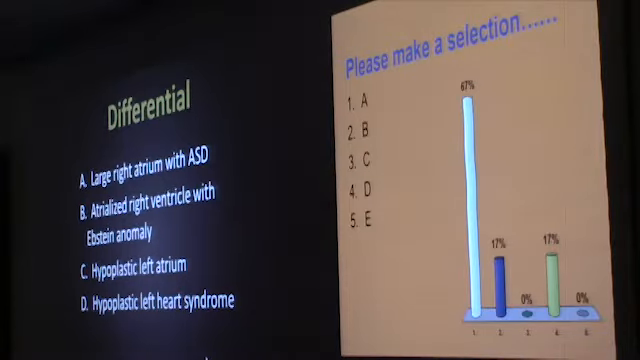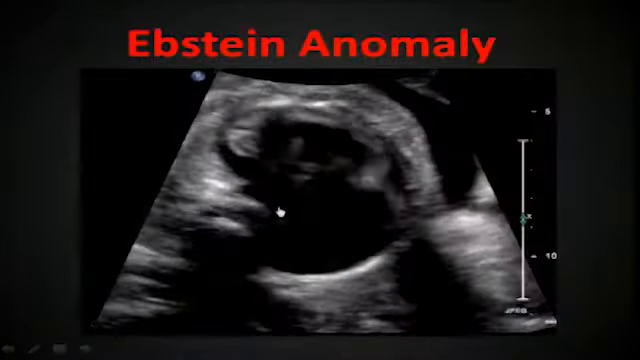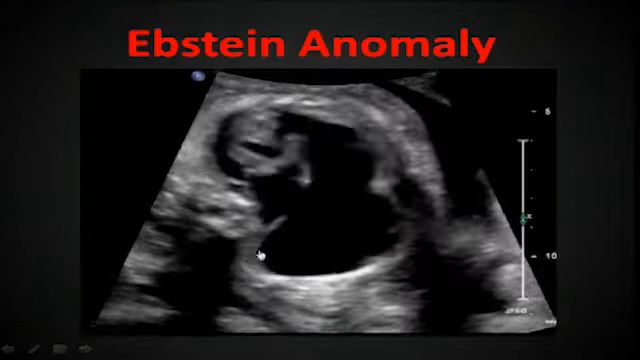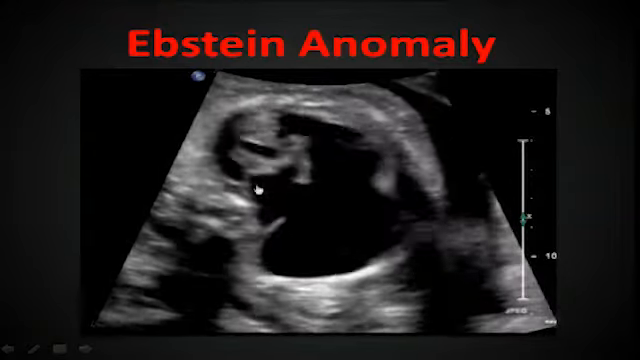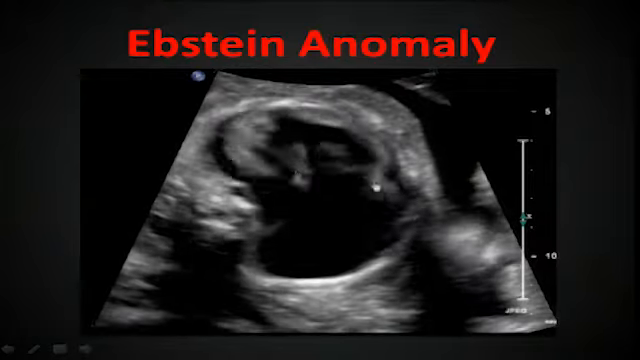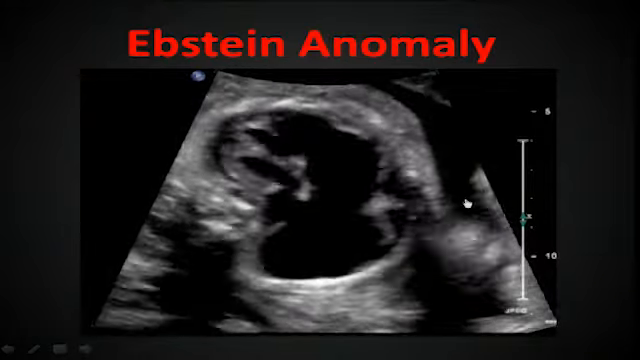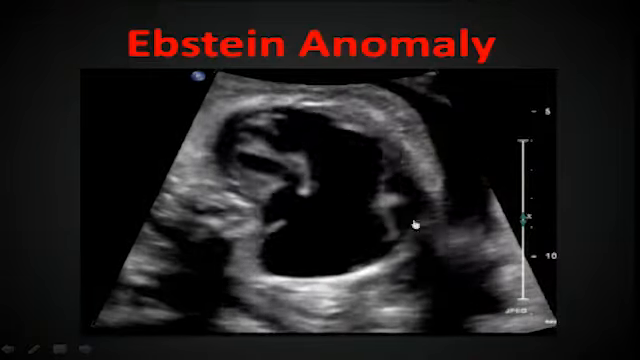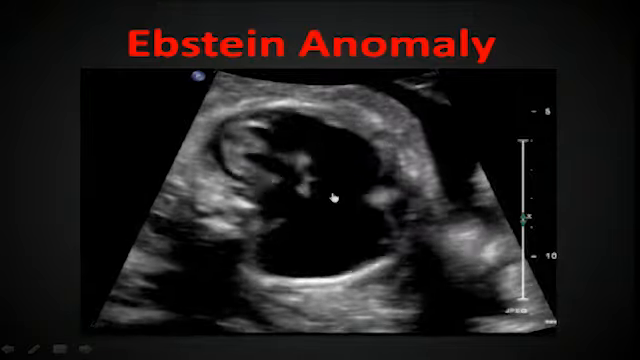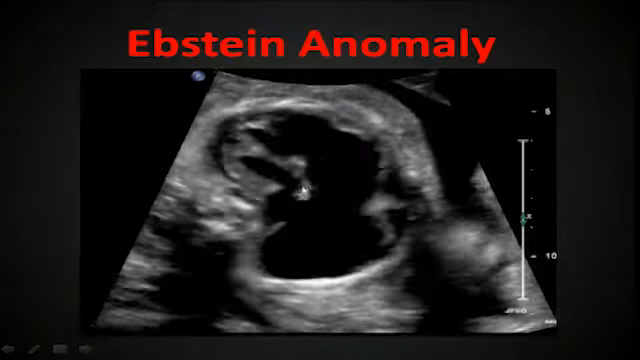So A, huh? Well, let's look at this. So here we've got left atrium, there's right atrium. Look how big that right atrium is. This is left ventricle here. And look how these leaflets are displaced into the right ventricle. So this is an Epstein's anomaly. So you have part of the right ventricle becomes atrialized because of the displacement of the valves into the right ventricle.